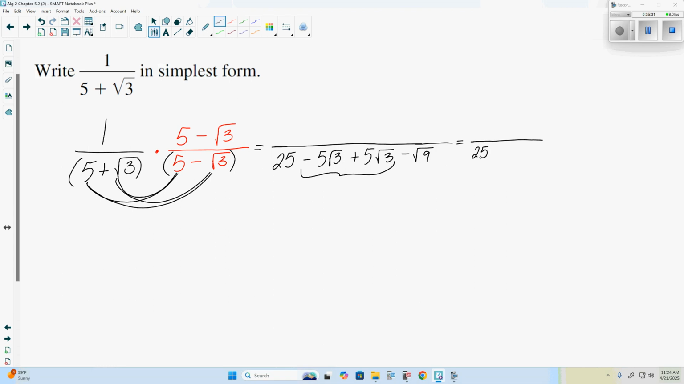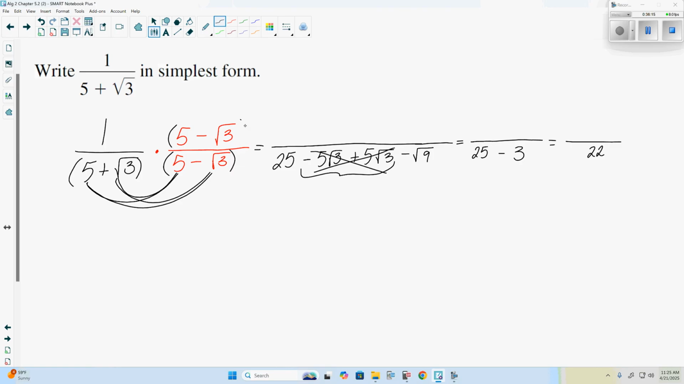Still have 25 because there are no other like terms. Everything else has a radical. Well, negative 5 square root of 3 plus 5 square root of 3 is 0. These cancel out. Minus, so the square root of 9 is 3. When we multiply these conjugates together, it's going to simplify out all the radicals. Well, 25 minus 3 is 22. So we multiplied 5 plus the square root of 3 by 5 minus the square root of 3. It simplified to 22. We do not have any radicals left in the bottom of the fraction.